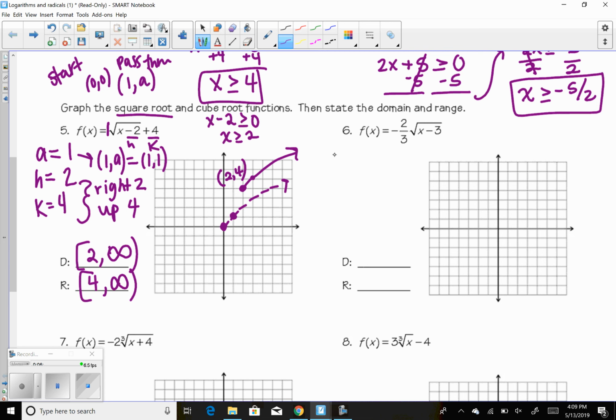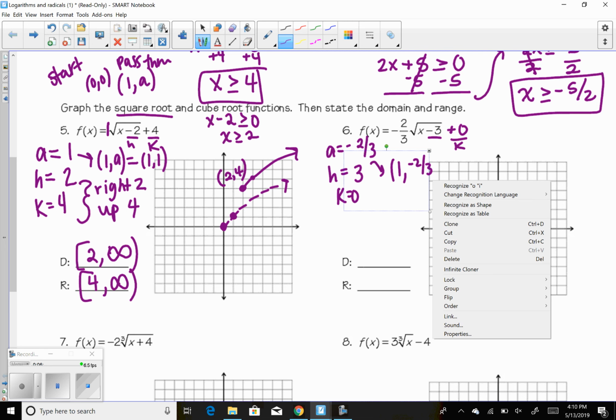All right, so number 6. A is negative 2/3. H, in here the opposite, that's a 3. K is what's back here in the back. There's nothing, so it's a 0. So here we're going to start at 1, a, which is negative 2/3.